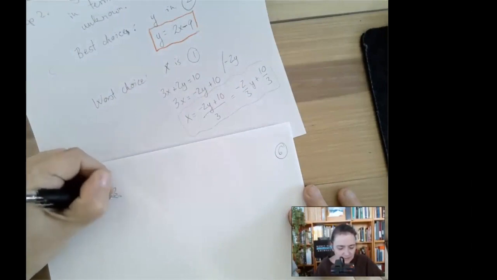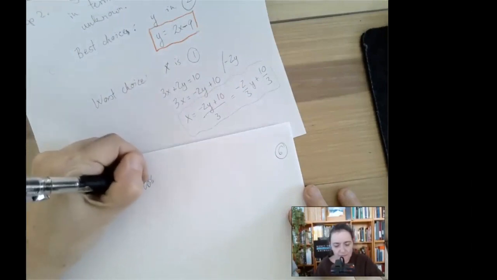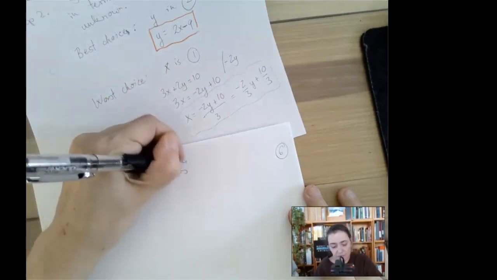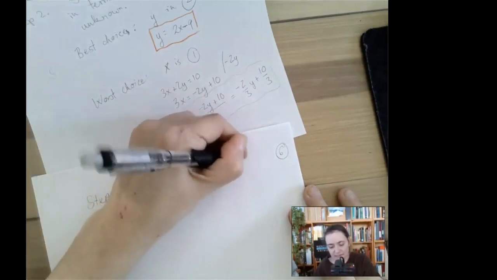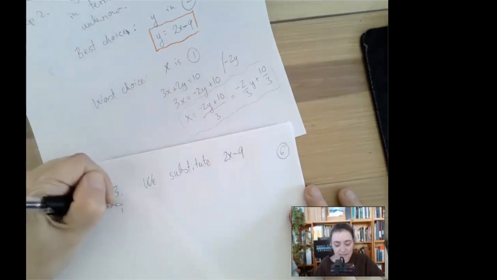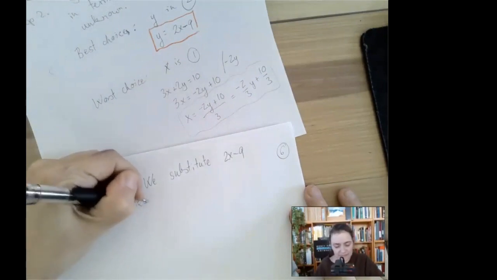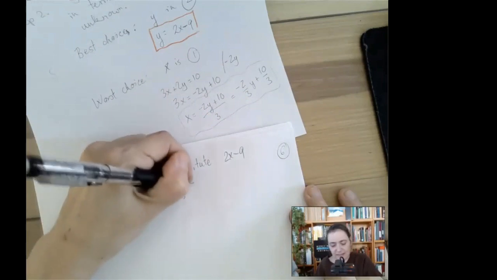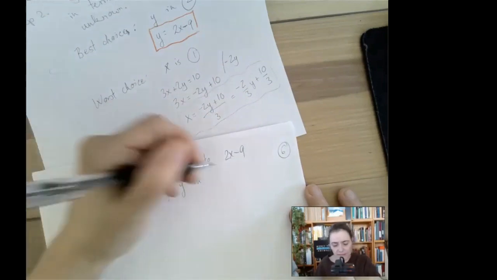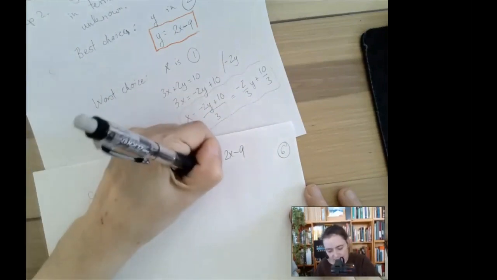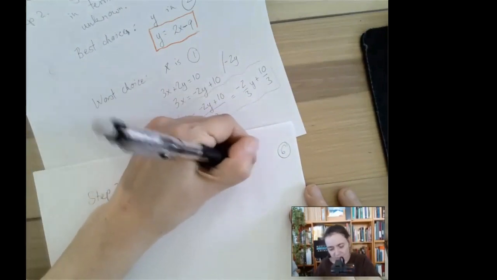Step 3. We substitute 2x minus 9 instead of y in the other equation. It has to be the other equation.